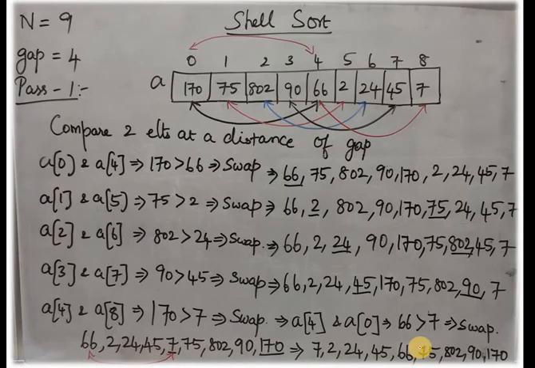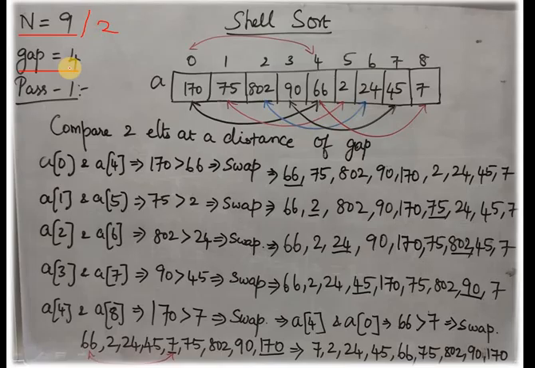See here we have the list of elements. Initially n is 9 and we are initializing the gap with the formula n by 2. So 9 by 2 is 4. We are not considering the floating part, the decimal part. We consider only the integer part; we are doing integer division. So the gap value is 4, and we compare two elements at a distance of gap. Here the gap distance is 4.